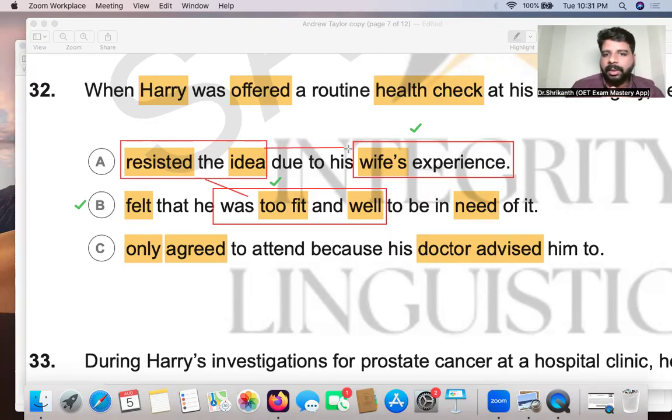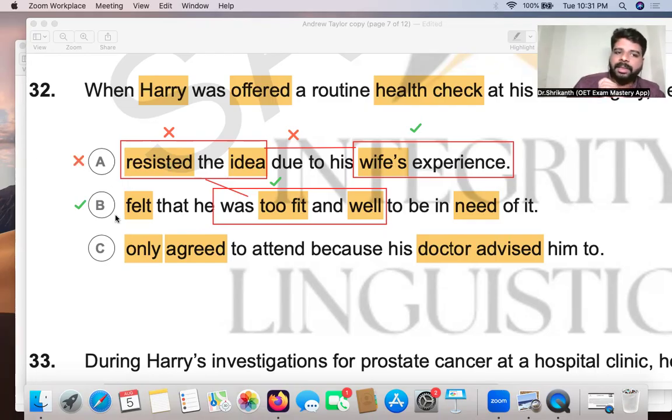Okay, he did not resist the idea because of his wife's experience. Because of his wife's experience only, he agreed to go. So this is the exact opposite. The only reason he agreed to go is because of his wife's experience, not answer option A. So A can be very easily eliminated.